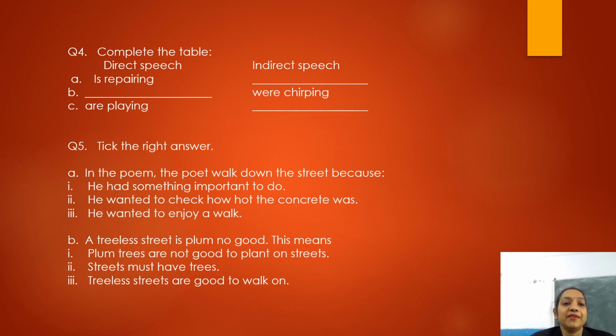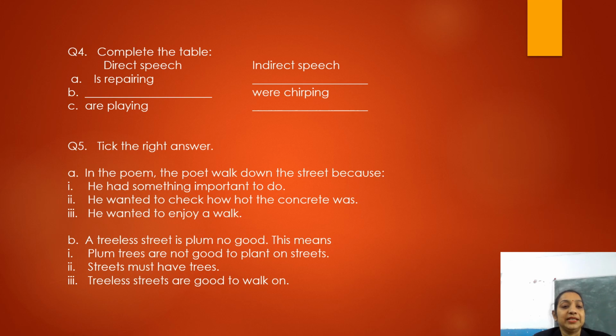See, in A part it is given as is repairing. So you have to write down the indirect speech of this. Is repairing will be changed into what you have to write. In B part, the direct speech, this part you have to fill, and in indirect speech it is given as word chirping. Now C part, are playing, it is given in direct speech. So the indirect speech, dash is given which you have to fill. So this way you have to complete this table.